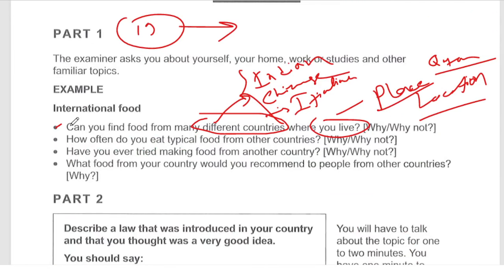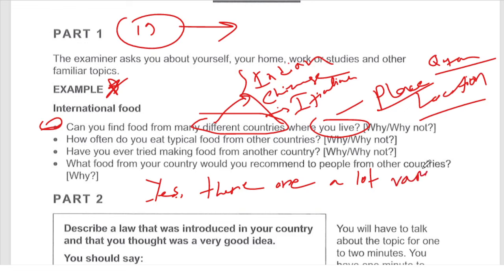Now let's do it for this question that we have seen in Cambridge 9. The question is, can you find food from many countries where you live? Again, your answer should start with D, direct answer. So if you can find it, you can start with yes. Yes, there are a lot of food. So if you want to use food, then good. But if you want to make it better, then you can use cuisine, right? Instead of food, you can use cuisine. So yes, there are a lot of variety of cuisines in the place I live in.